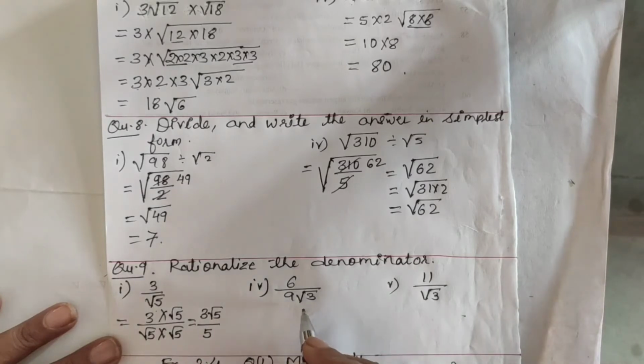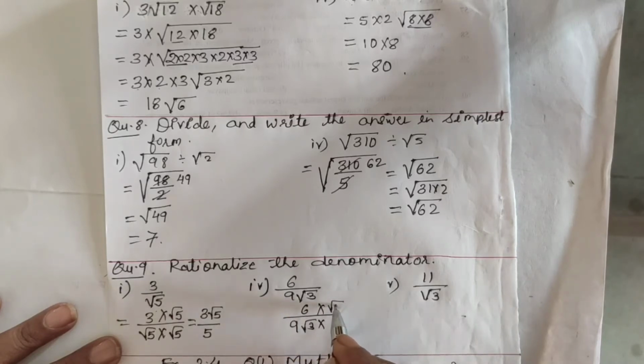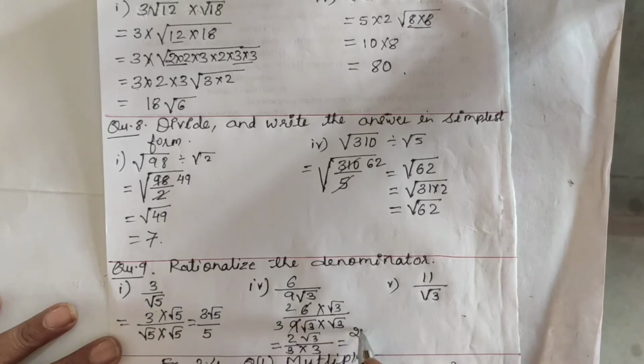Let's see this example. 6 upon 9 root 3. Here root 3 is irrational, so you have to multiply numerator and denominator by root 3 only. And now you can simplify this. 3 2s are 6, 3 3s are 9. So what is the answer? 2 by 3. Here root 3 into root 3 is what? 3. So it becomes 2 root 3 by 3 3s are 9.